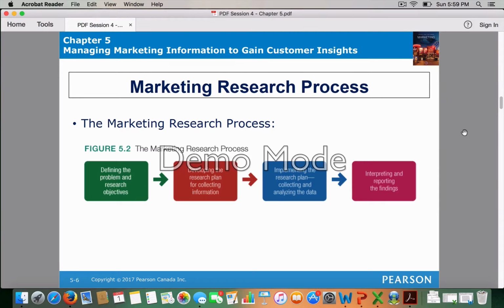The second stage is developing the research plan and starting to collect the information. We'll talk about that more in a few moments as well. Then you're going to implement the research plan by collecting the data and analyzing it. We're not actually going to spend a whole lot of time talking about that part. We'll talk a little bit about making some key decisions regarding implementing the collection and analyzing of the data, but we're not going to spend a whole lot of time on that. And then the last step in the research process is interpreting and reporting the findings. Well, now that you have all this information, what does it actually tell us about our customers and what can we learn from it sort of in a holistic and meaningful manner?